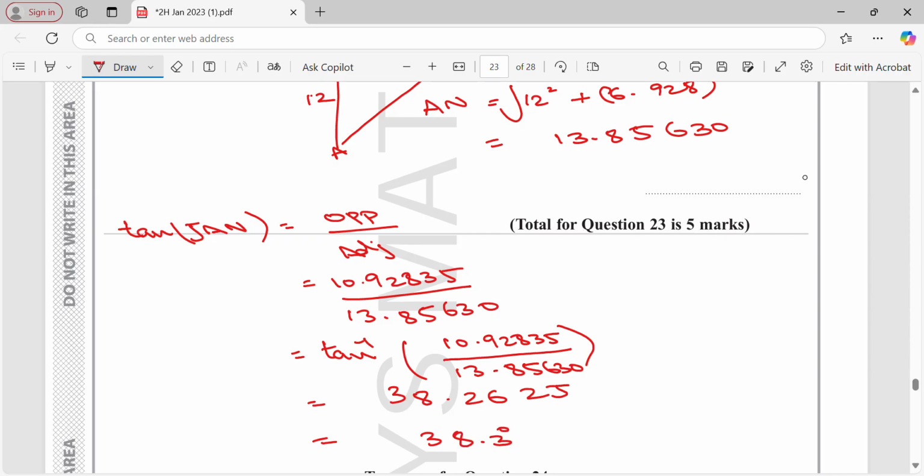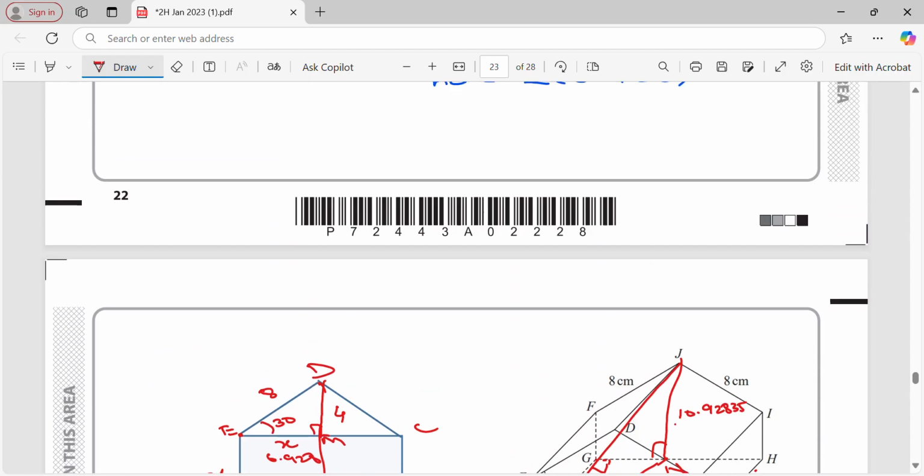All right. This question carries 5 marks. Question 23 from paper 2H January 2023.